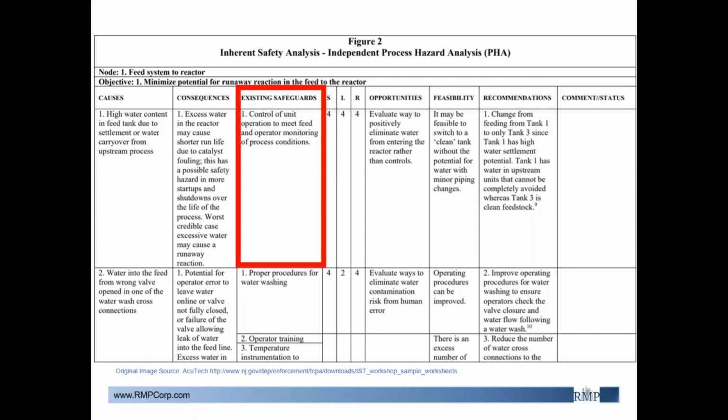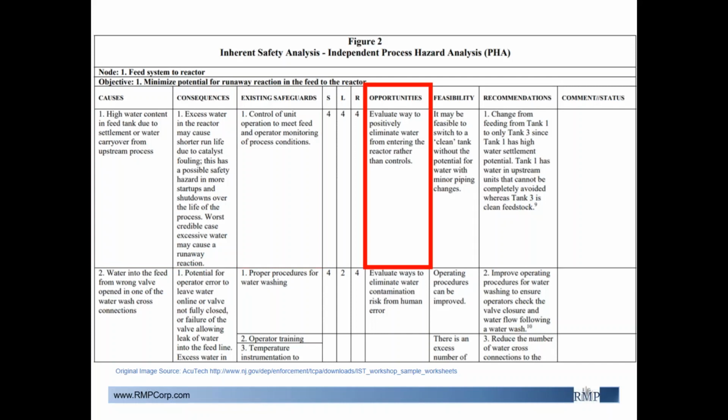So this is really where the team can brainstorm ISD alternatives to relying on operator monitoring of process conditions. In this case, the concept of minimization is used to avoid a hazard, and the opportunity arises to evaluate a way to eliminate water from entering the reactor rather than using controls. So rather than relying on your operator continuously monitoring.